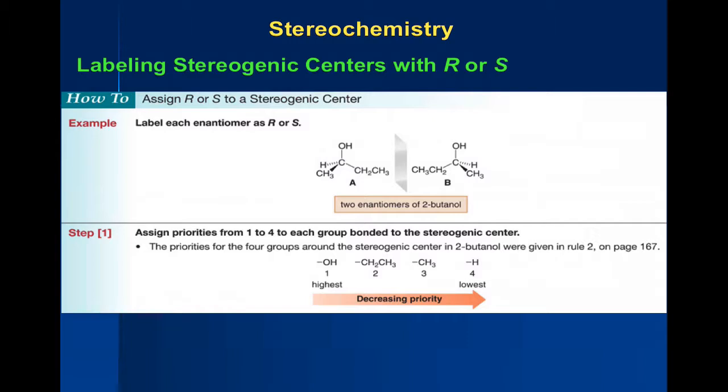We can use 4 different colored spheres if we want. Assign them the priorities. And so here's what we know. We know that this is the priority order. OH is going to be number 1. The ethyl group is going to be priority 2, the methyl group priority 3, and a hydrogen is going to be the lowest priority. When you do this, I highly recommend that you, on your piece of paper, write out the priorities on the groups so you can see them. Okay? It's very useful to be able to do that.